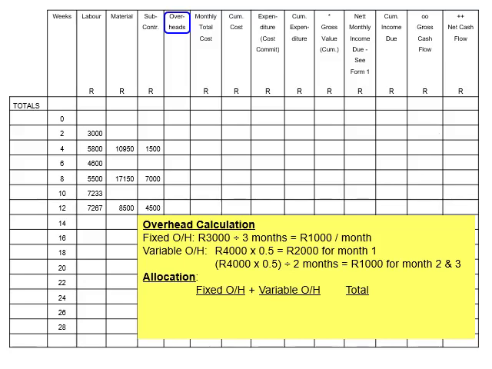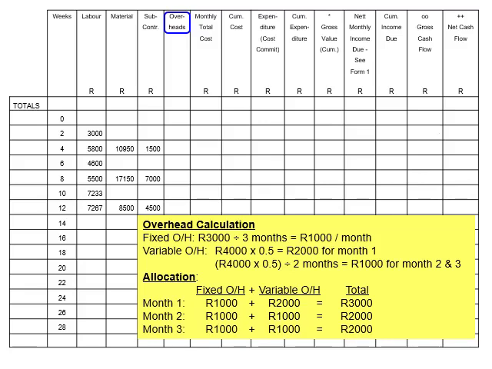Let us consider month 1. According to the calculation that we have just completed, the fixed overheads were calculated as 1,000 Rand per month for each month, and it was determined that 2,000 is allocated to month 1. The total for month 1 is thus 3,000 Rand. The total for month 2 is determined in the same way, with fixed overheads at 1,000 Rand per month and variable overheads at 1,000 Rand, adding up to a total of 2,000 Rand. The total for month 3 is determined in exactly the same way as month 2.